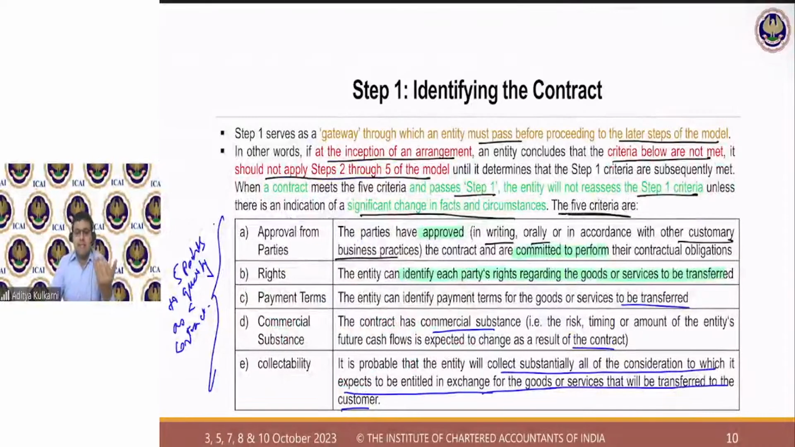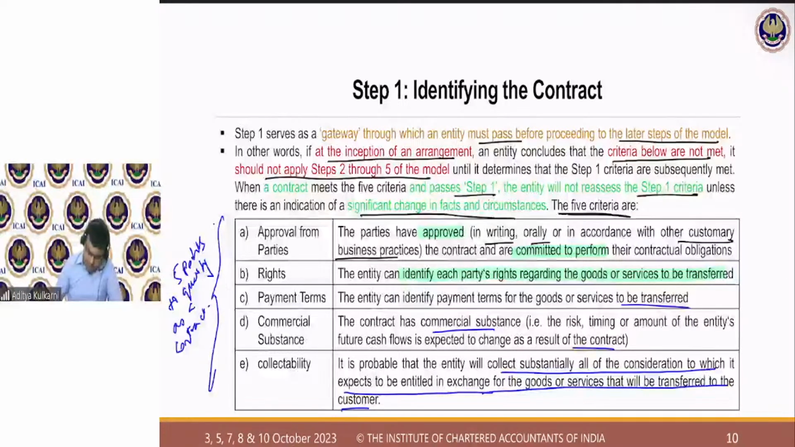So when we are assessing the contract, we have to ensure that 5 criteria are met. The first one is approval from parties. The second one is identification of rights of each of the parties should be identifiable. The next one is the payment term should be identifiable. Fourth one is commercial substance, and fifth one is collectibility.